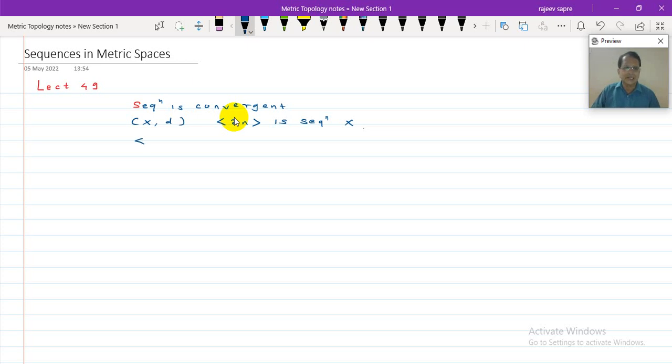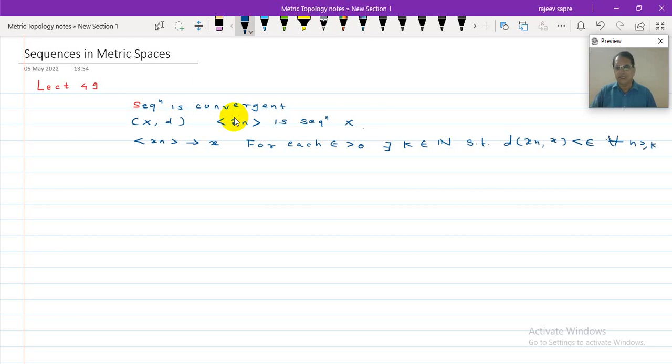What do you mean by this sequence xn converges to x? Actually, what does this mean? Every sequence has infinitely many terms. But apart from some finite terms, all the remaining terms will be close to x. And this closeness to x, we express this idea by using the epsilon-k concept. It means that for each epsilon greater than 0, there exists k belonging to the set of natural numbers such that the distance between xn and x is less than epsilon for all n greater than or equal to k.